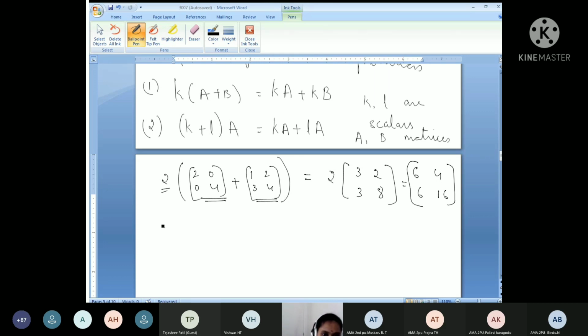Okay, look, now I am showing another method. 2 you can take inside the bracket. So it is 2 into the matrix [2 0; 0 4] plus 2 into the matrix [1 2; 3 4]. Now take this: 2 2s are 4, 0, 0, 2 4s are 8.